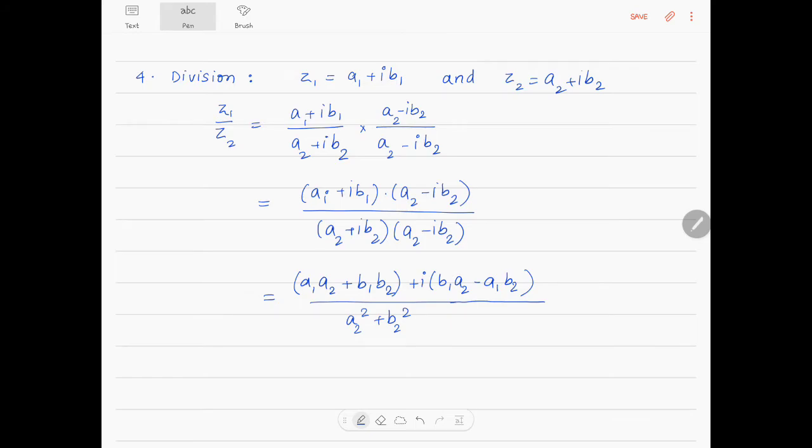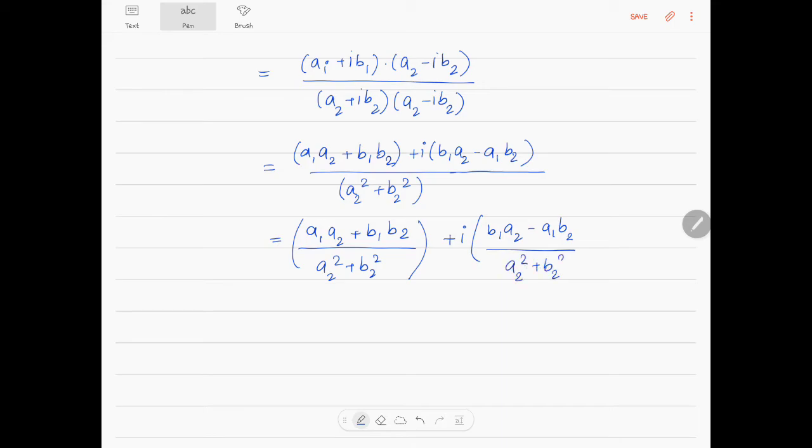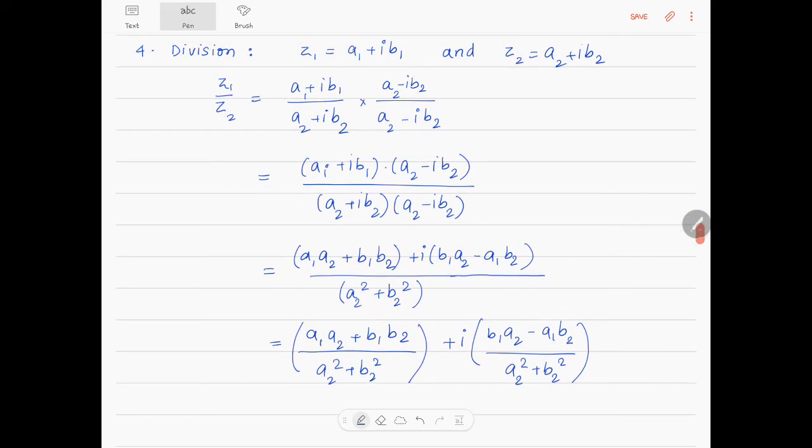What we have done is written the complex number in a simplified manner, and if we split the terms, we have a1 a2 plus b1 b2 upon a2 square plus b2 square. This is the real part of the complex number z1 upon z2, and the imaginary part is b1 a2 minus a1 b2 upon a2 square plus b2 square. In this manner we have done the division of two complex numbers.